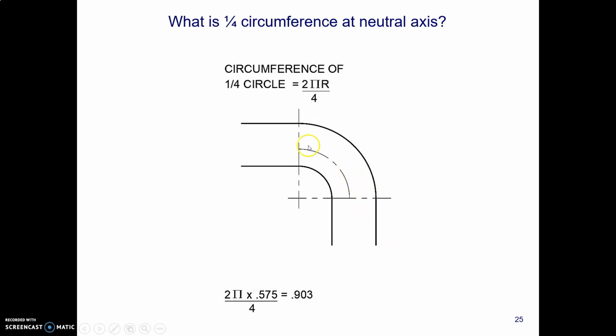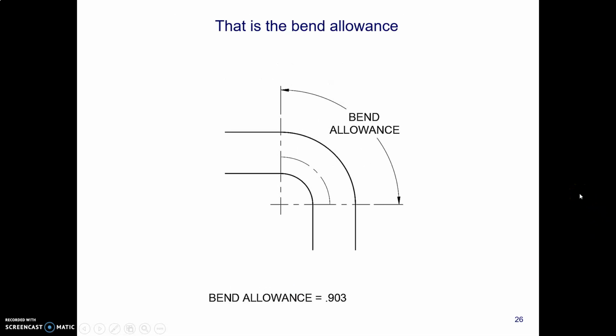But we're just looking at this curve that goes around the corner. That's 1/4 of a circle. So let's take the circumference divided by 4. We want just 1/4 of that circumference. So 2 pi r divided by 4 gives us 903 thousandths in this particular example. That is the bend allowance for this part, 0.903.